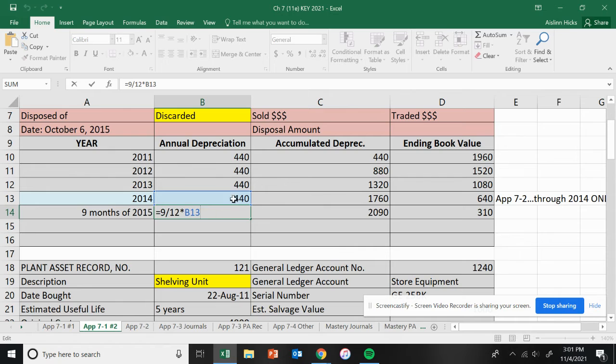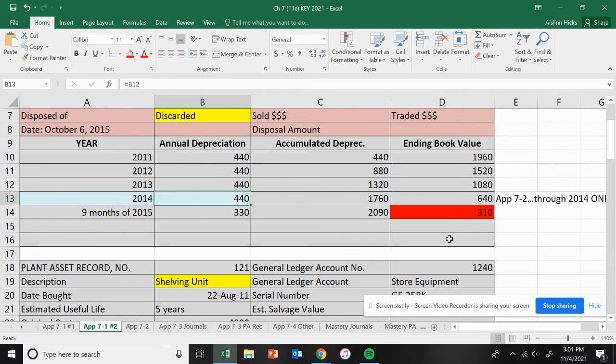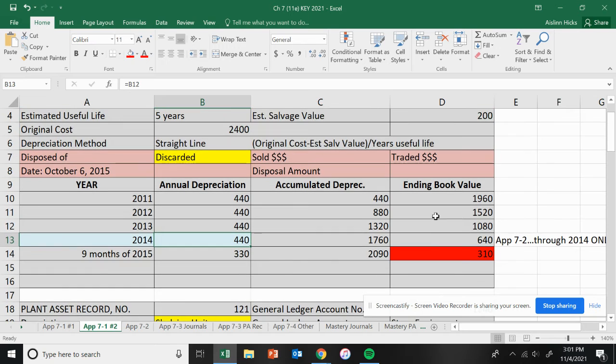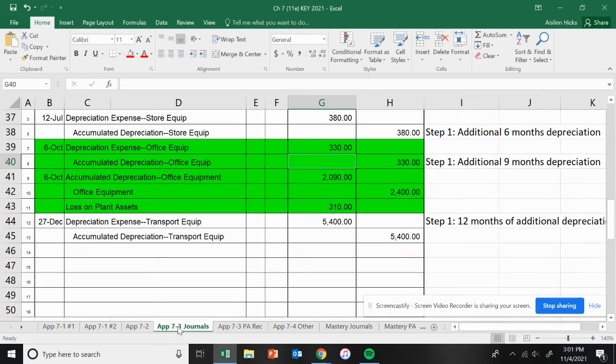Go ahead and multiply 440 times 9/12. Add that in and take that out. This is going to be a pure loss, okay? That 310 there is going to be 100% loss because we're just getting rid of the copy machine. We're not getting any money for it, okay? We talked in class about sometimes you actually have to pay to get rid of stuff, okay? So let's start by journalizing this 330, and then we're going to get rid of the copy machine, okay?